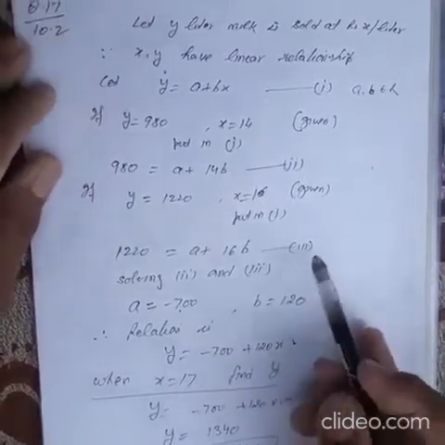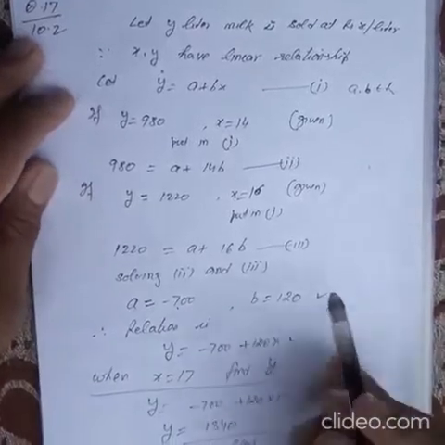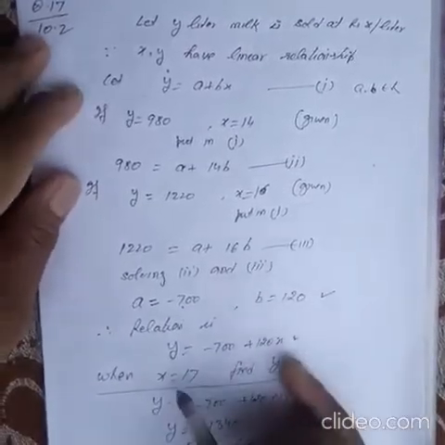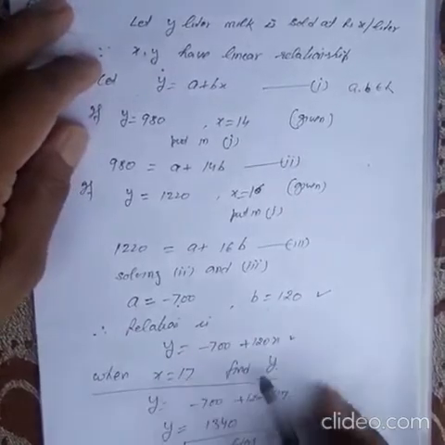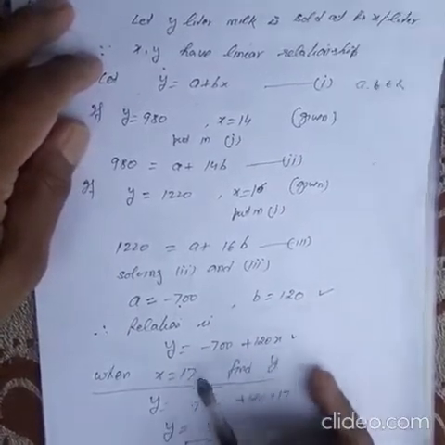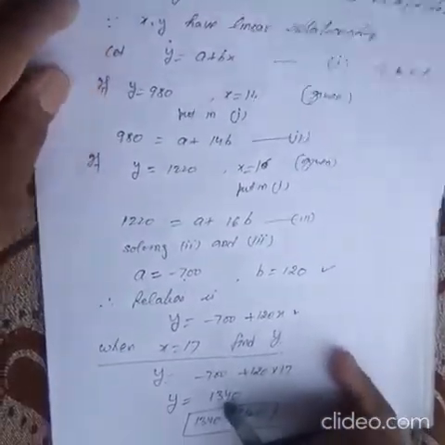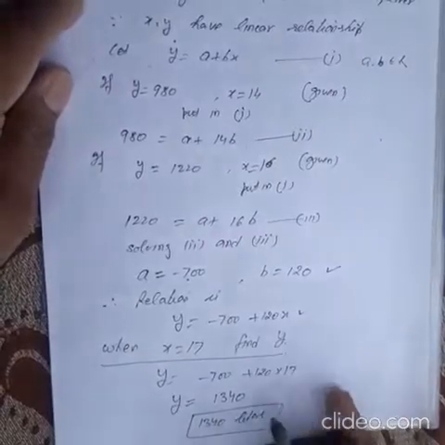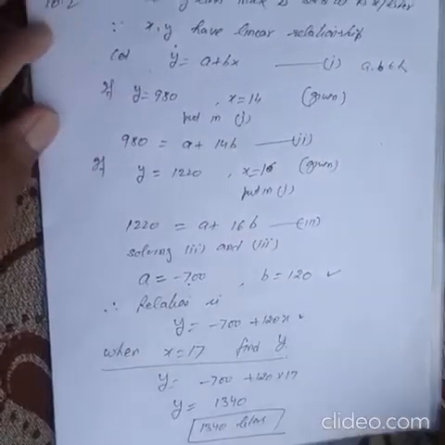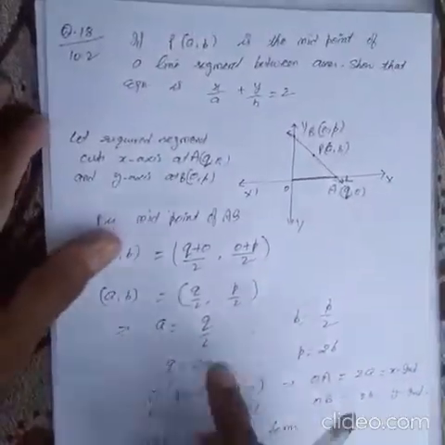Now further in this question we are given, what quantity will be sold when the rate is 17 per liter? It means we are given X as 17, we have to find out Y. So you put X as 17 here and find out Y. So Y will be 1340. So it means the required quantity is 1340 liters. I hope this is clear to you. On to question number 18.